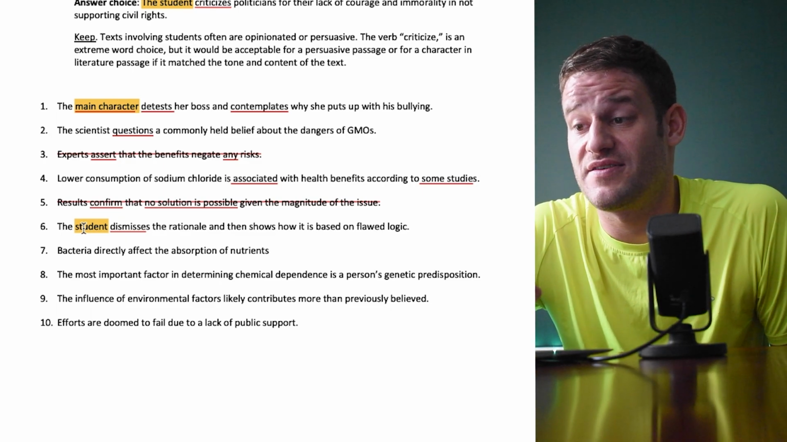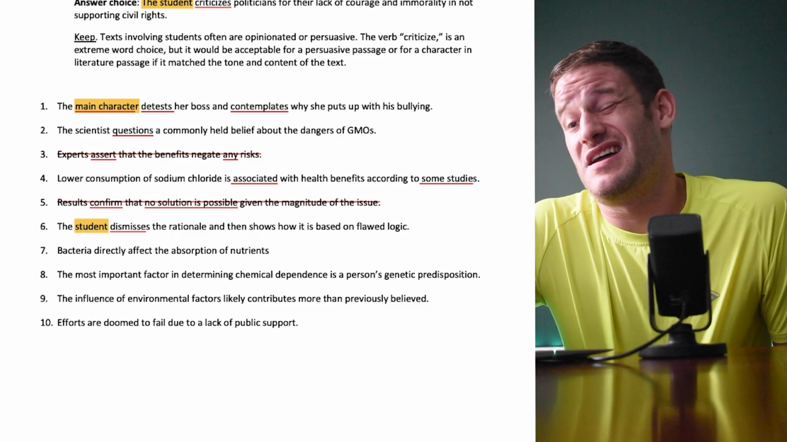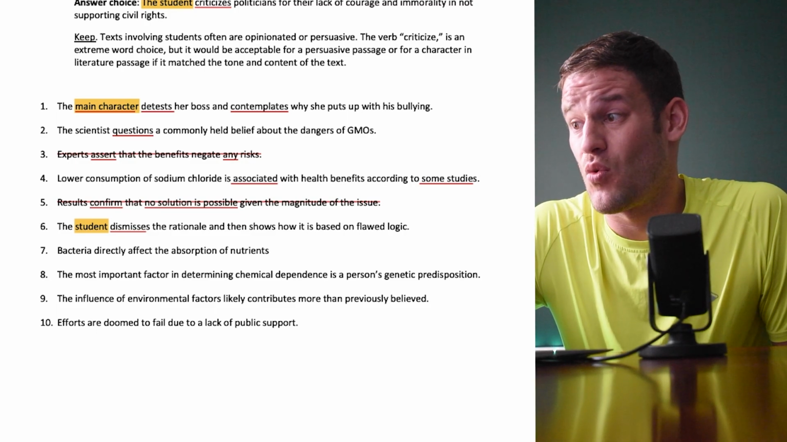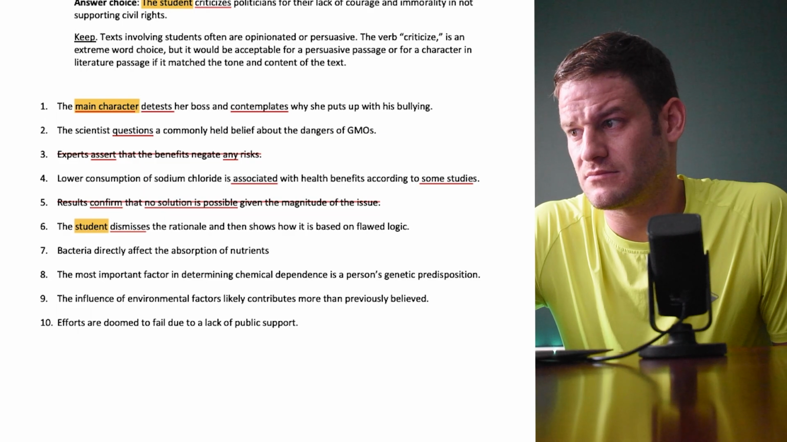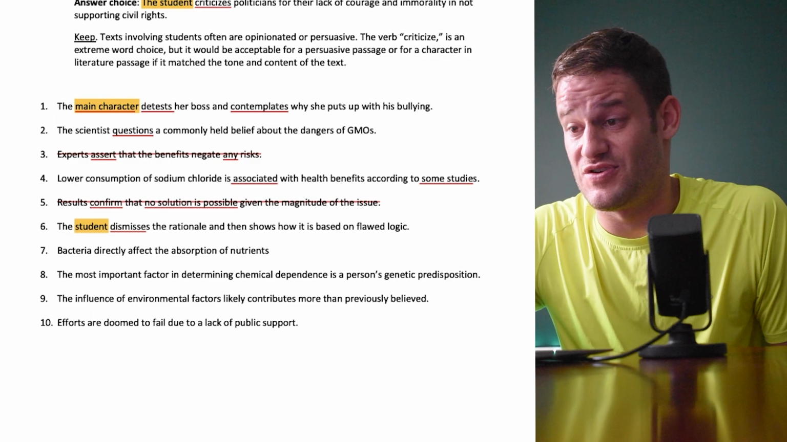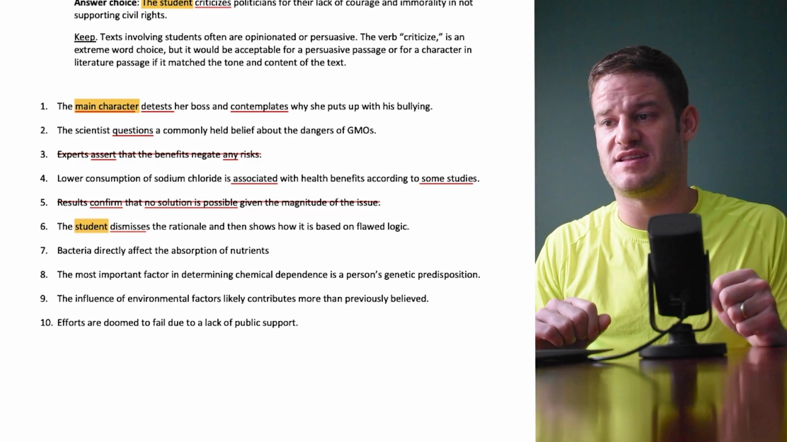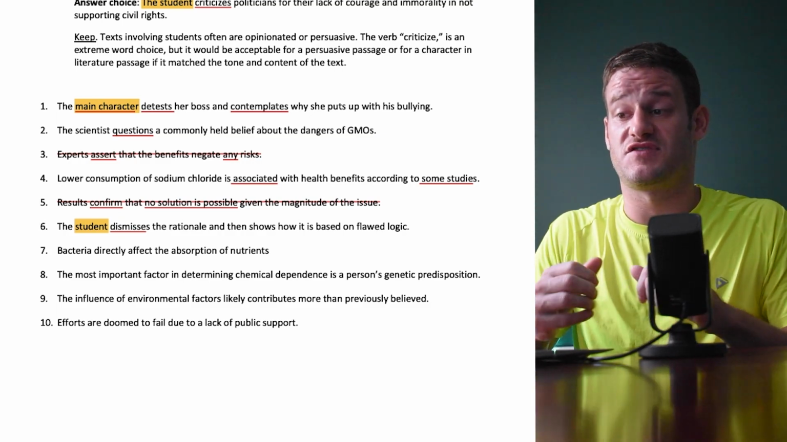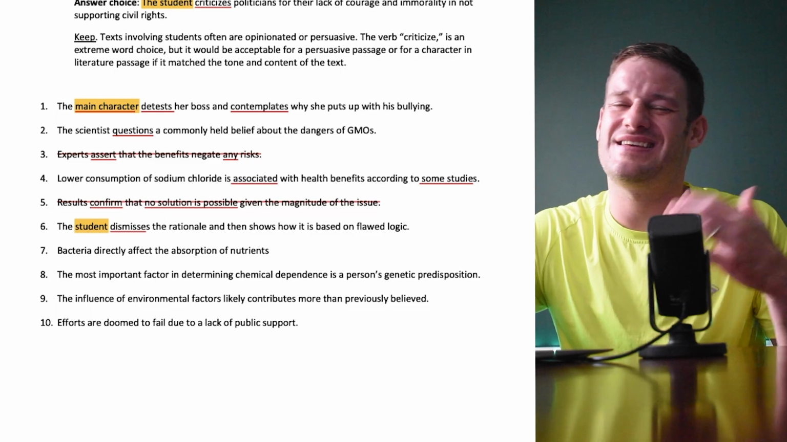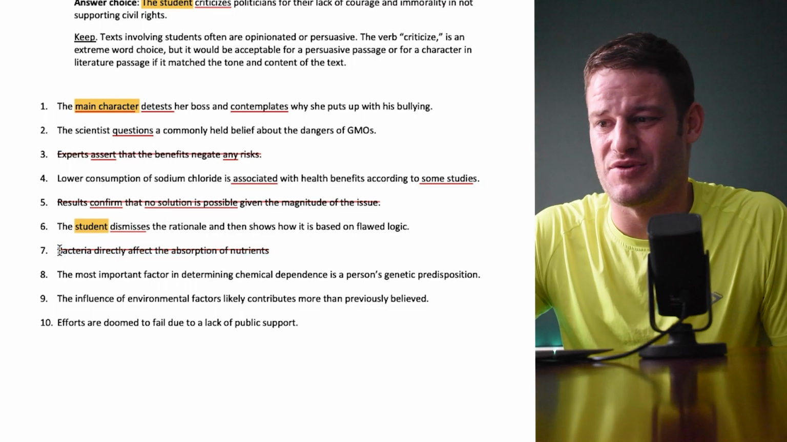All right, seven, bacteria directly affect the absorption of nutrients. Honestly, number seven, you could go either way. What I would say here, again, if it was directly stated in the passage, it's a bit too much certainty. Directly affect the absorption of nutrients. I would like it a lot more if it said, may affect the absorption of some nutrients or can have an effect. But as it is, and again, this one is on the fence, I would eliminate 7.